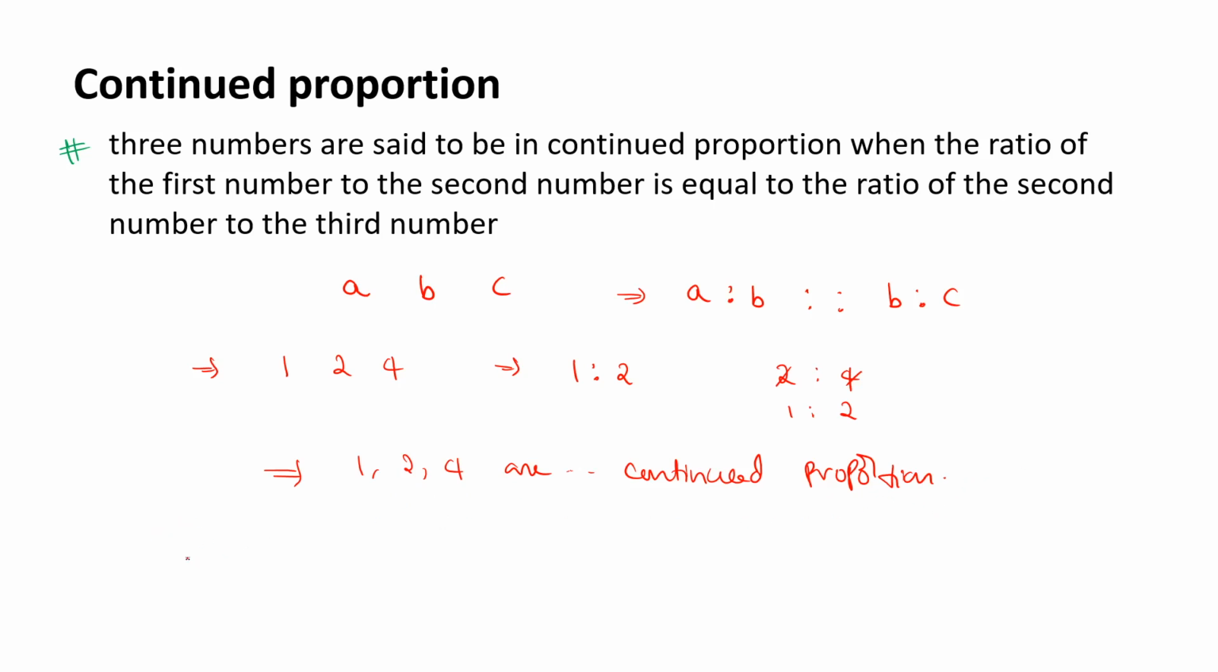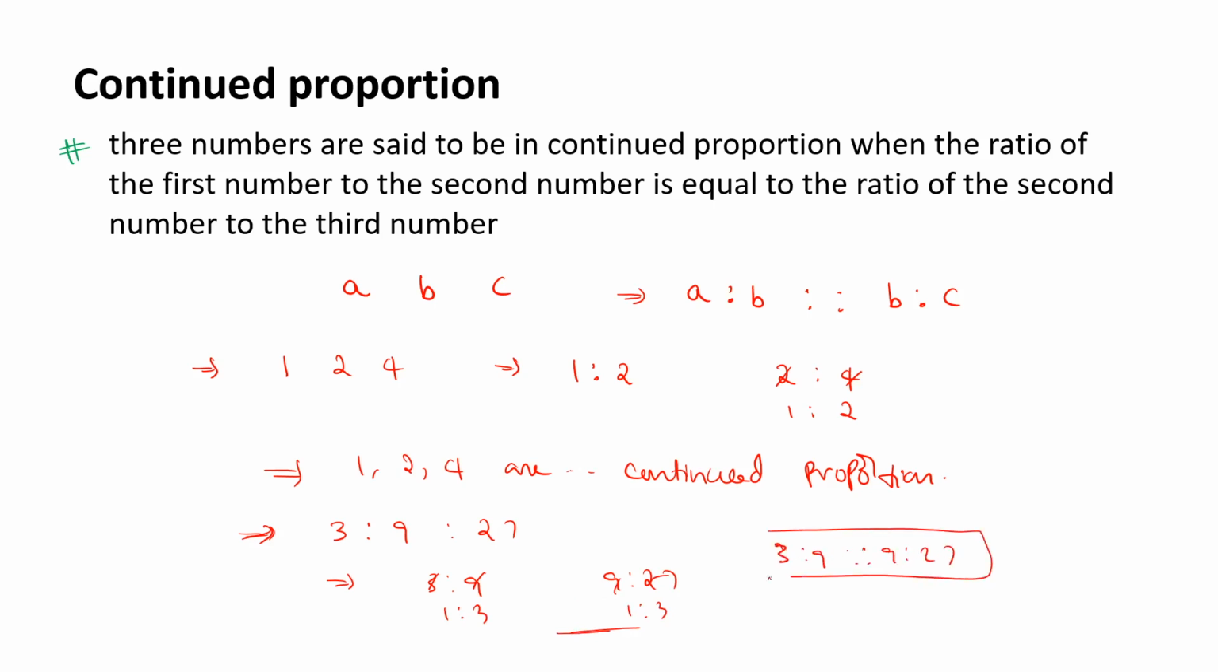If you like to take another example, take 3, 9 and 27. 3, 9 and 27 are also in continued proportion. If we take the ratio between the first two terms and the ratio between the second term and the third term, we get the same ratio of 1:3, since 9 ones are 9 and 9 threes are 27, that is 1:3. Now we can say that 3:9 is proportional to 9:27, and 3, 9, 27 are in continued proportion. This is another very easy and important concept of ratio and proportion, that is continued proportion.